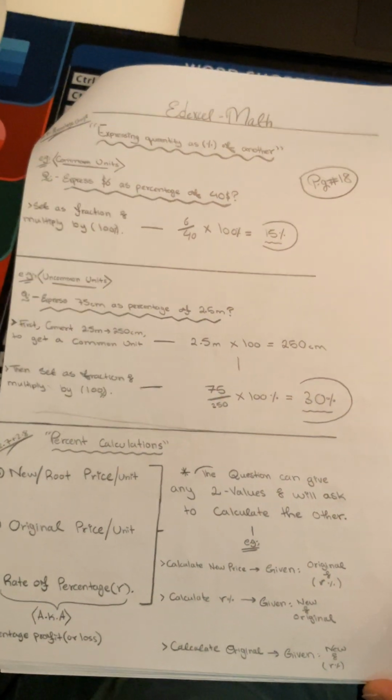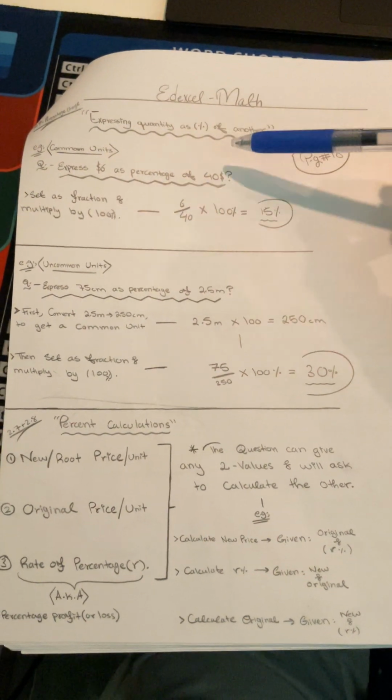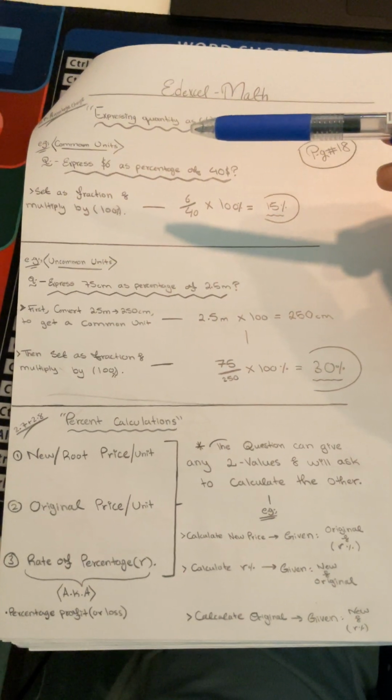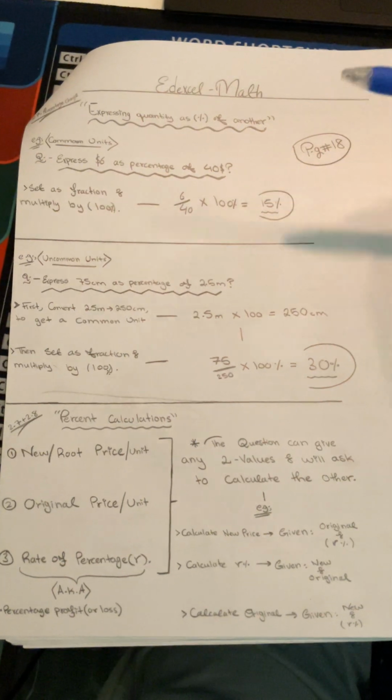Expressing quantities as a percentage of one another. Express $6 as a percentage of $40. Set it up as a fraction and multiply it by 100%. 6 divided by 40 times 100% is 15%. Okay?